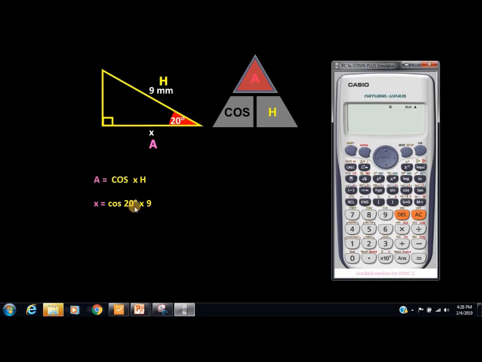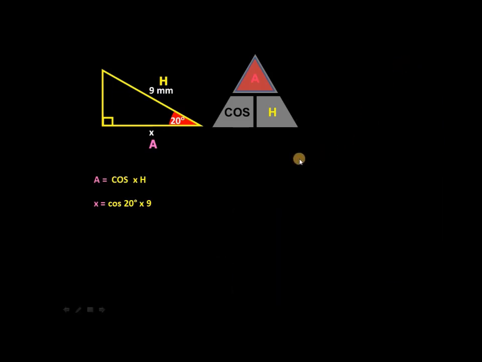and we get cosine 20. So cosine 20, close the bracket, don't forget close the bracket, multiplied by 9 equals. Now there is the long answer. We wanted one decimal, not all the answer, so we go shift, set up, fix is number 6, and fix to one decimal, so number 1, and the answer is there, 8.5. So the answer is X equals 8.5 millimeters, remember the unit, one decimal place.